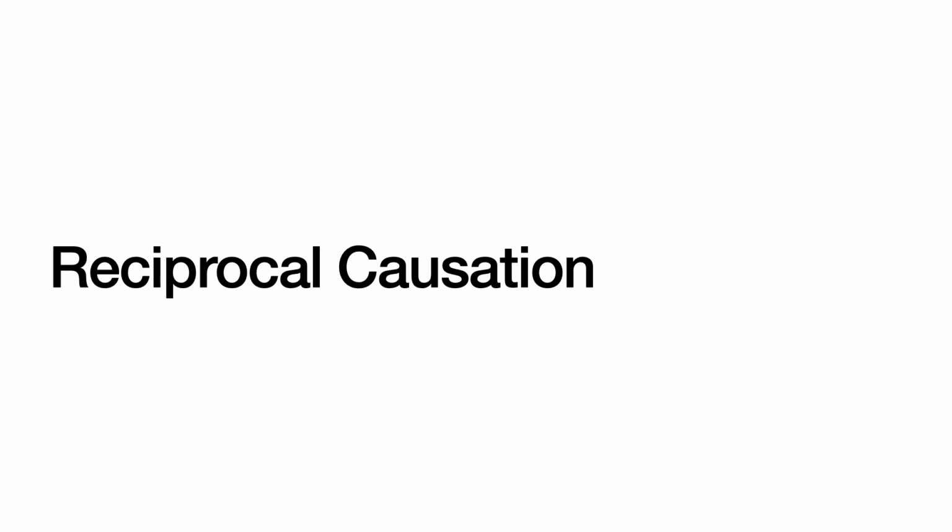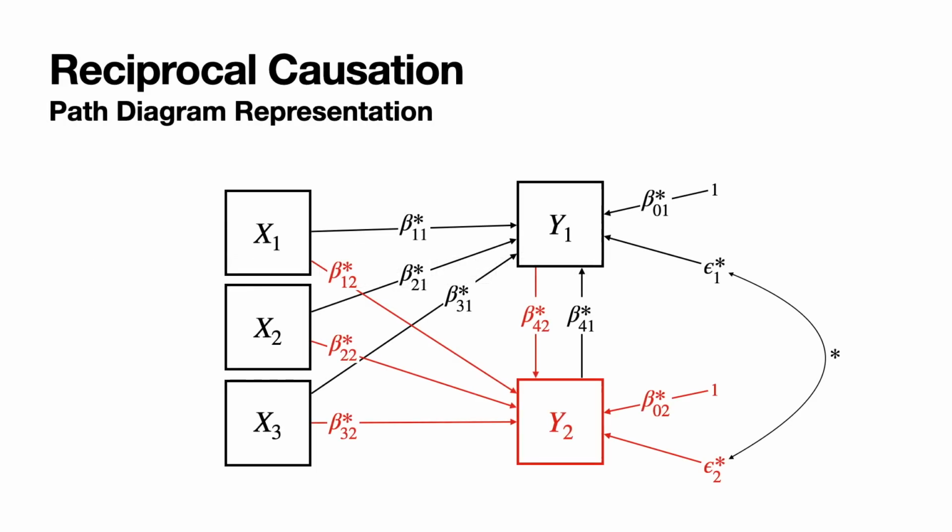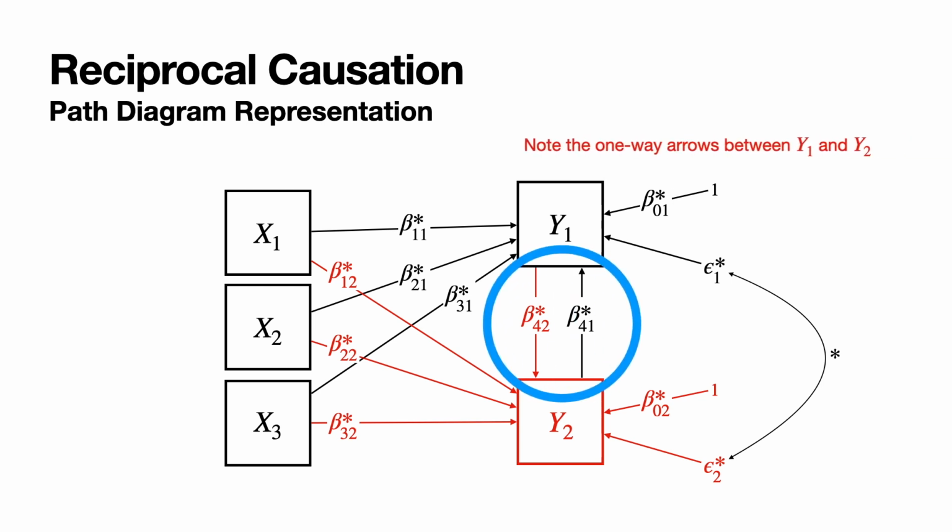Finally, let's look at what is called a model that has reciprocal causation. Here is a path diagram for what looks very similar to the multivariate multiple regression model that we looked at previously, but there's one difference. Notice the one-way arrows between y1 and y2. These are not present in a standard multivariate multiple regression model. But in this case, we have a one-way arrow from y1 to y2. We also have a one-way arrow from y2 to y1.